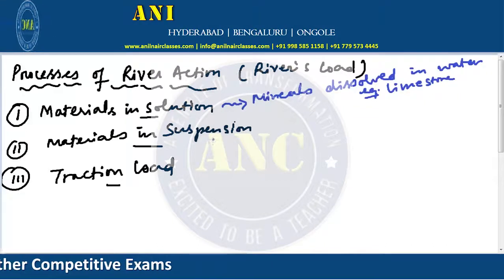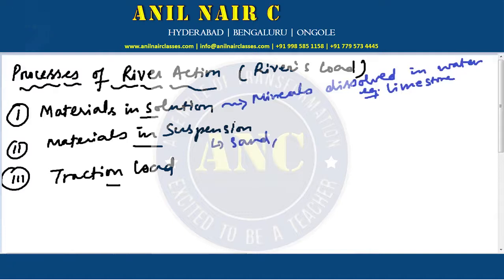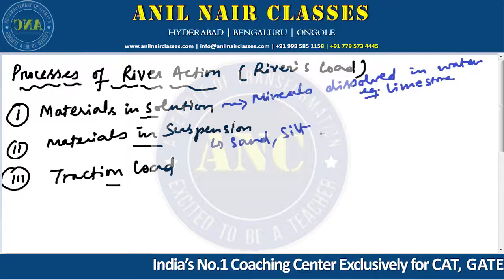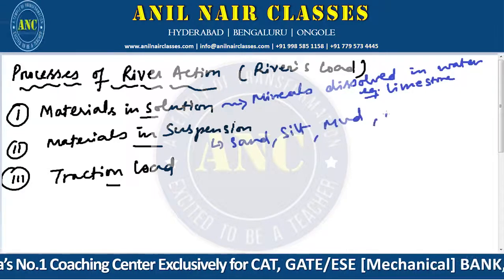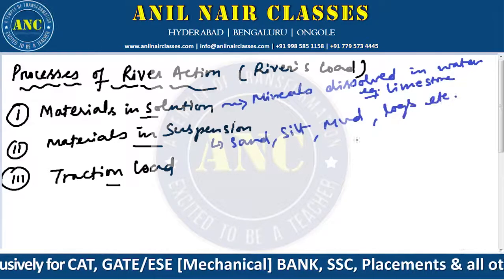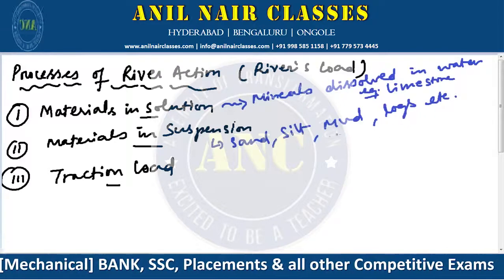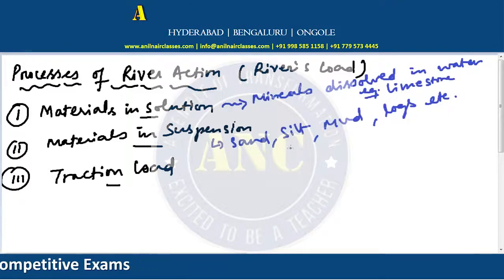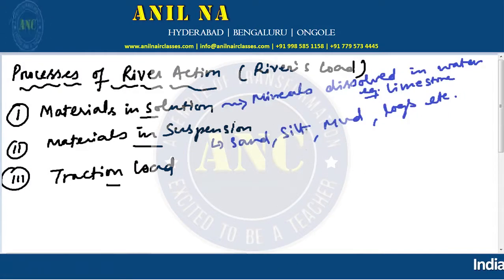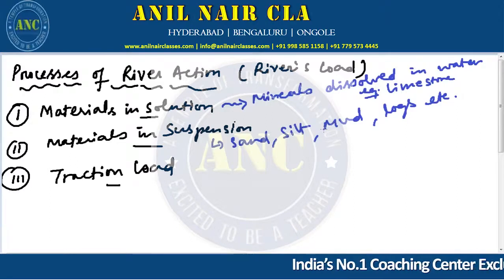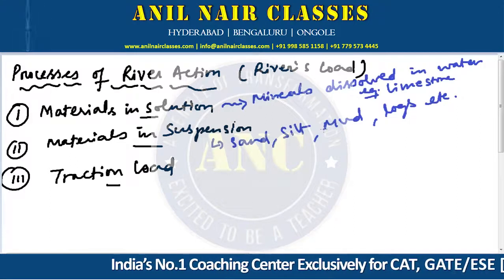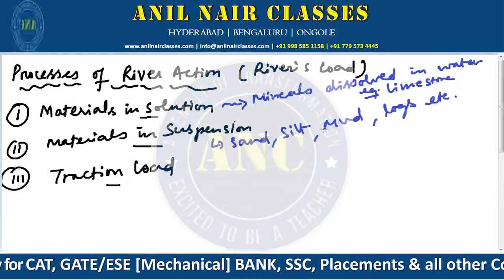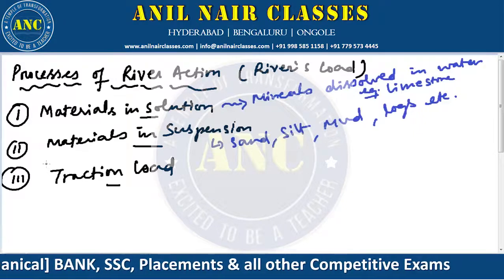So when the water simply carries away the sand, silt, mud, logs, etc. with itself in the river, we can say these are suspended in the river. These suspended particles in the water which are carried away by the river are what we call materials in suspension. Whereas traction load includes actually coarser material.